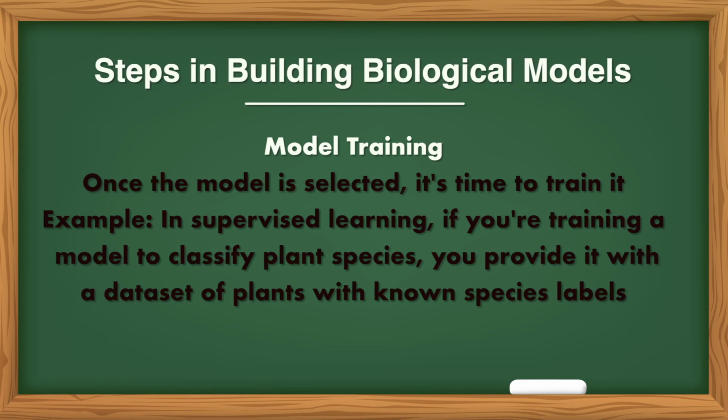Now it allows us to learn the pattern and relationship using your choice of models. For example, in supervised learning, if you are training a model to classify plant species, you provide it with a data set of plants with known species that is labeled. So the model learns how to differentiate between species based upon features like leaf shape, size and its pattern.